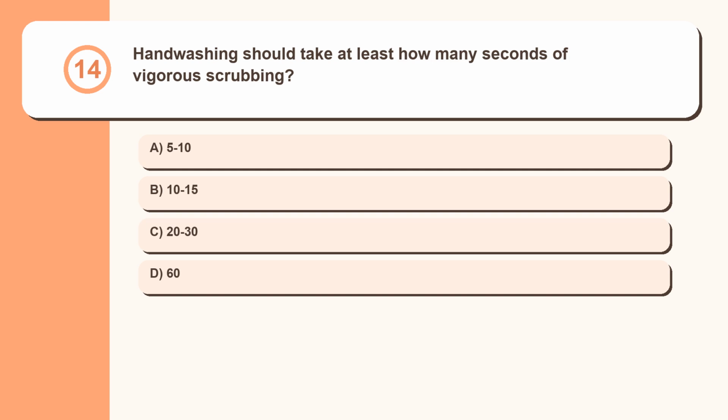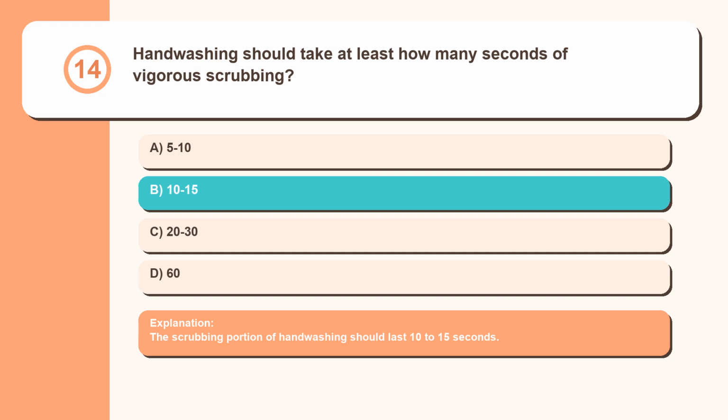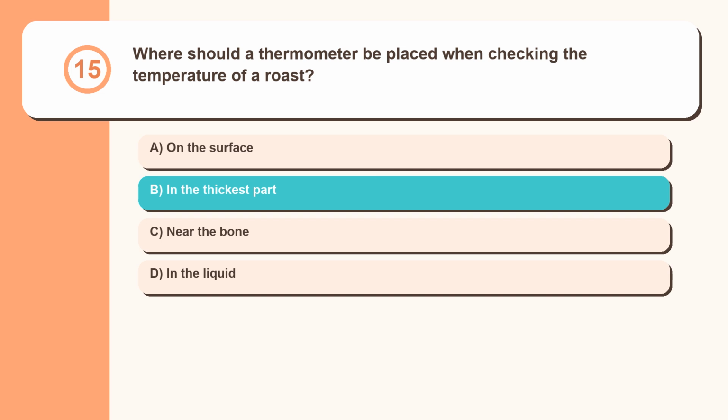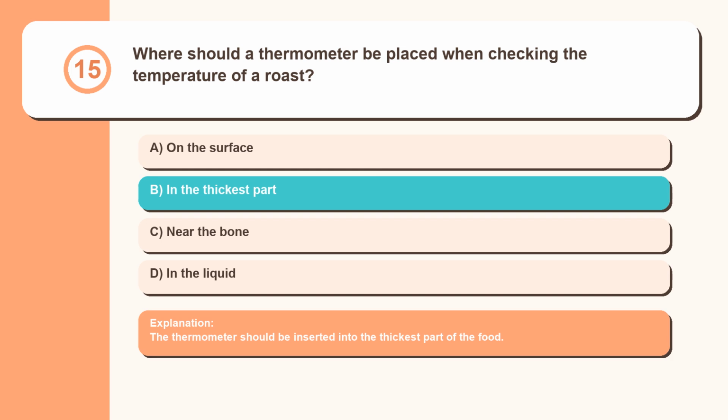Question 14. Hand washing should take at least how many seconds of vigorous scrubbing? 5 to 10, 10 to 15, 20 to 30, 60. The scrubbing portion of hand washing should last 10 to 15 seconds. Question 15. Where should a thermometer be placed when checking the temperature of a roast? On the surface, in the thickest part, near the bone, in the liquid. The thermometer should be inserted into the thickest part of the food.